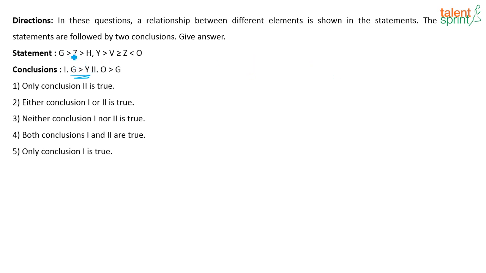So here, see, what do I know? I know G is greater than Z. I also know Y is greater than Z. Right? If I combine these, if I look at these two statements, Z is the common one in both, correct?